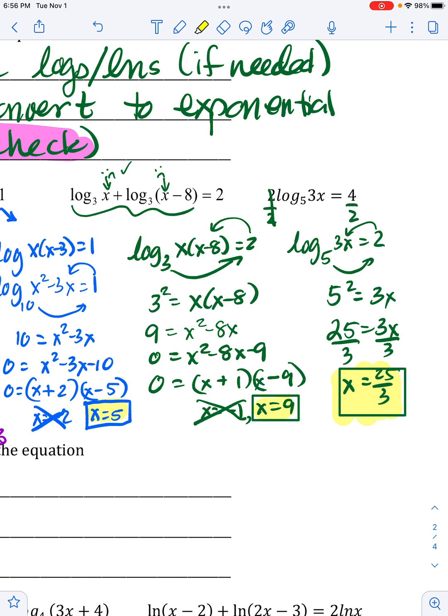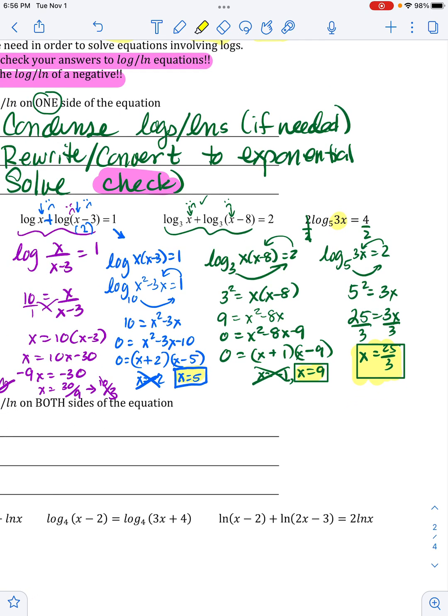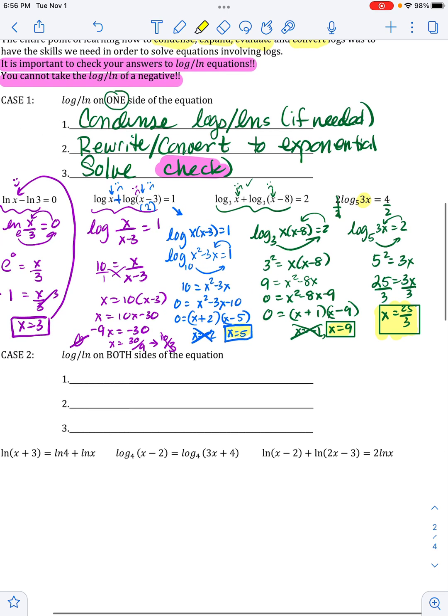Okay, and then I look up here, and since it's 3 times x, 3 times 25 thirds would be a positive number. And so I don't have to worry about, like, that works in the equation. I don't have to eliminate that option.